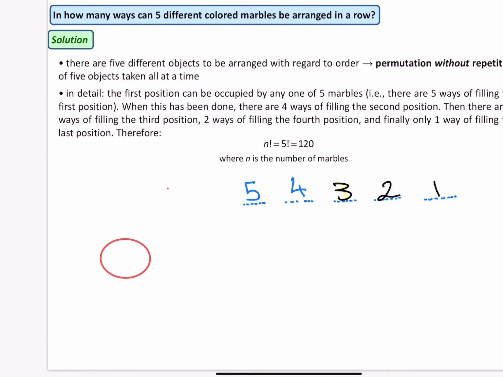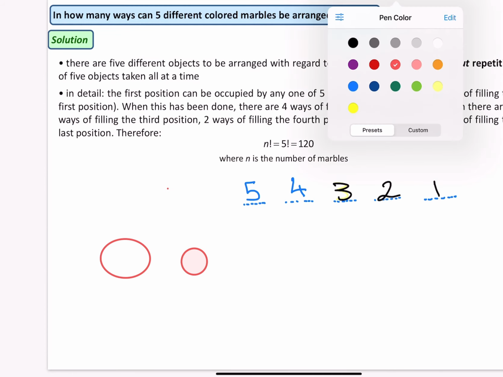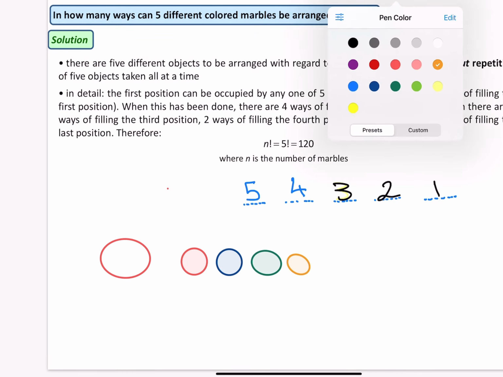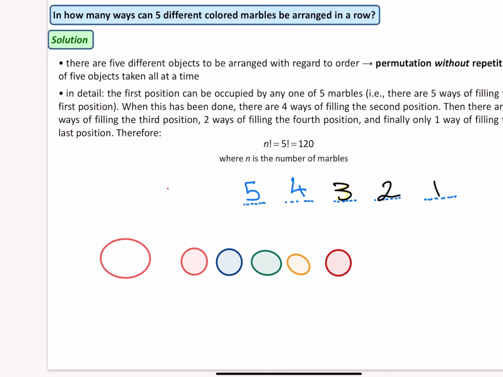So here I have the first marble, the second one, the third one, the fourth one, and the fifth one. So I have 5 marbles. No repetition. It is only one from each color. If I use this color, it's only one. If I use this one, it's only one. It's only one from each color. So it is a permutation problem.